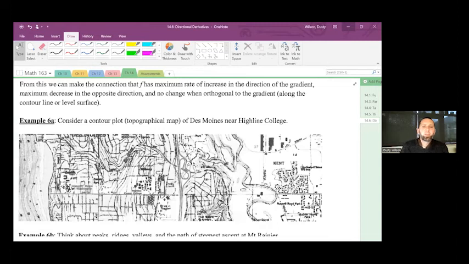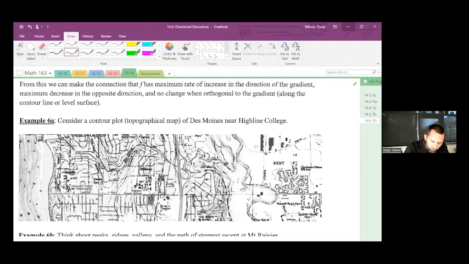From this, we can make the connection that f has a maximum rate of increase in the direction of the gradient and a maximum decrease in the opposite direction, and no change when orthogonal to the gradient. That'd be along the contour lines or the level surface. So I'd like to look at three topographical maps to try to help you build some intuition of this.